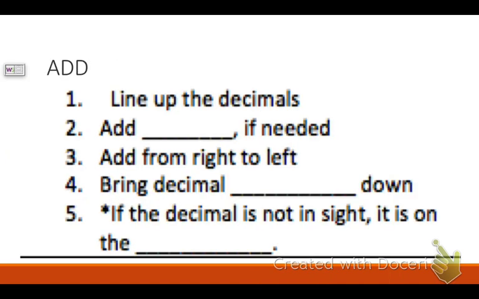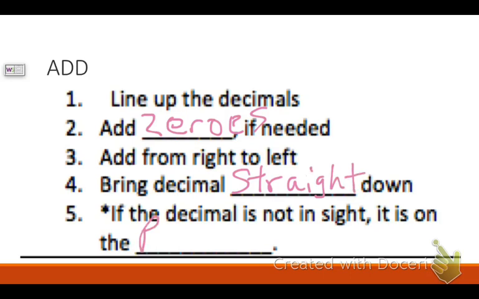All right, very first thing we're going to do is fill in some blanks here. When you add, you line up the decimals. Add zeros if needed. Add from right to left. Bring decimal straight down. If the decimal is not in sight, it is on the right.